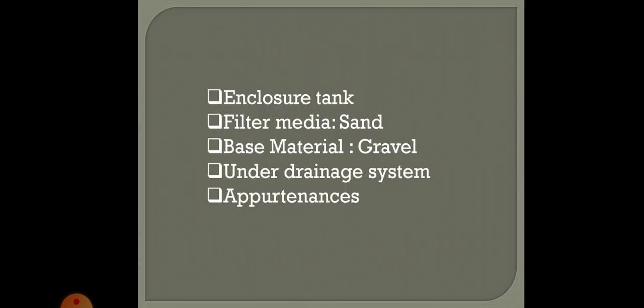Like the slow sand filter, a rapid sand filter also consists of the following parts. It consists of an enclosure tank. There is a filter media; here also we mostly use sand as the filter media. Then the base material, that is gravel, and we have an underdrainage system and the various appurtenances. So we'll see each of these.